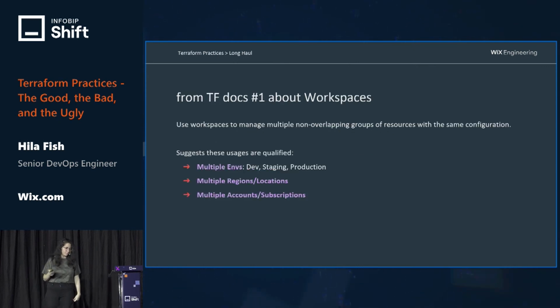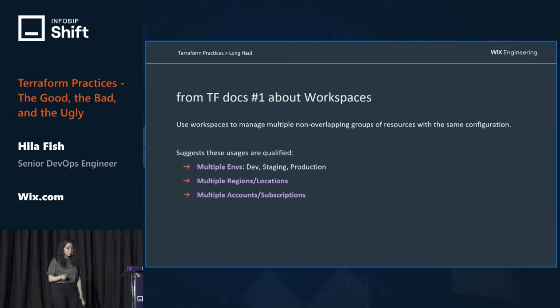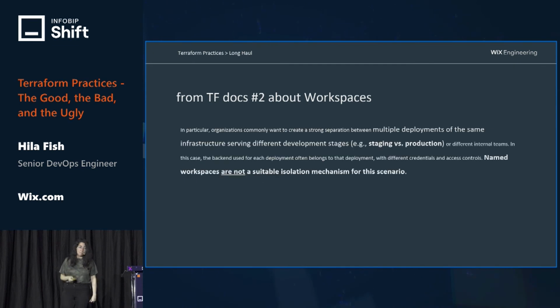Another thing about workspaces is that from the documentation of HashiCorp, they said to use workspaces to manage multiple non-overlapping groups of resources with the same configuration. So this suggests that it applies for multiple environments, regions, locations, accounts, right? All the things that I covered. But also from the documentation, they say that for multiple deployments of the same infrastructure serving different development stages, staging versus production, named workspaces are not a suitable isolation mechanism for this scenario. So I don't know, in my entire career, I haven't used the same infrastructure for both dev and production, so I don't know if they meant that or just separate environments and that's that. But if it raised a question for me, maybe it will for you.